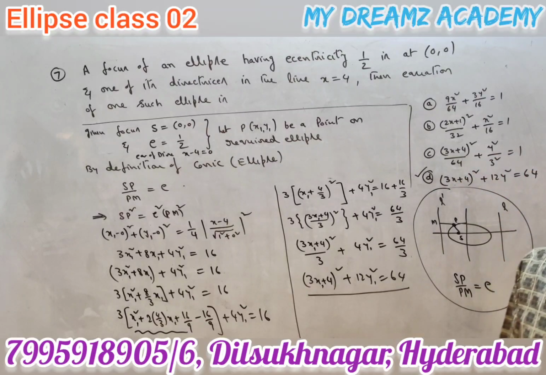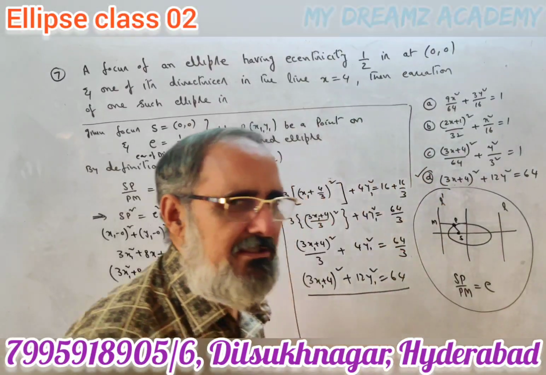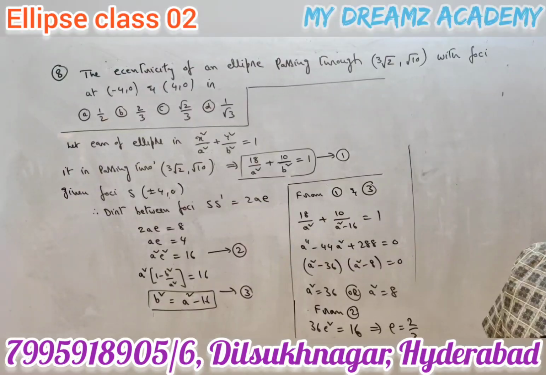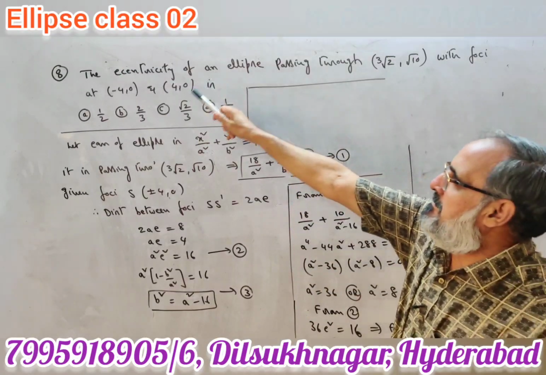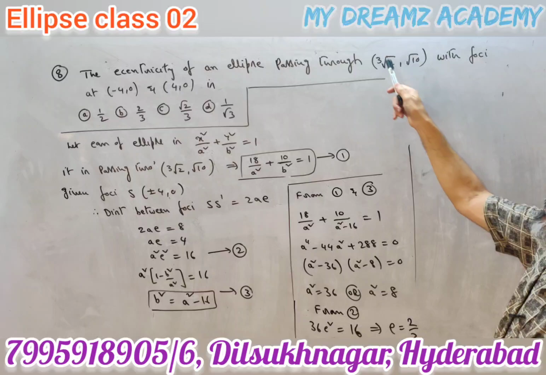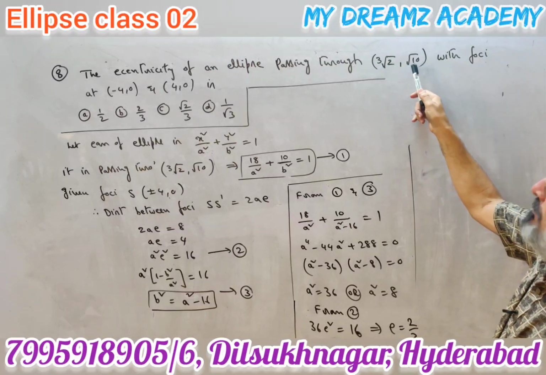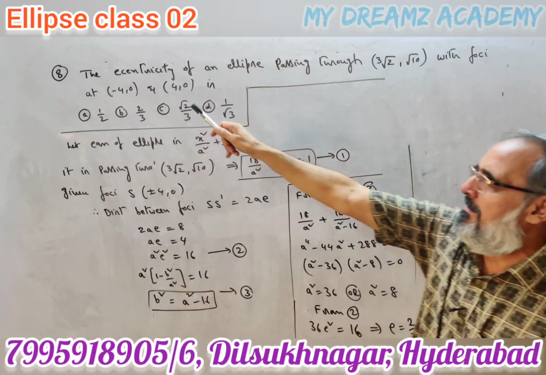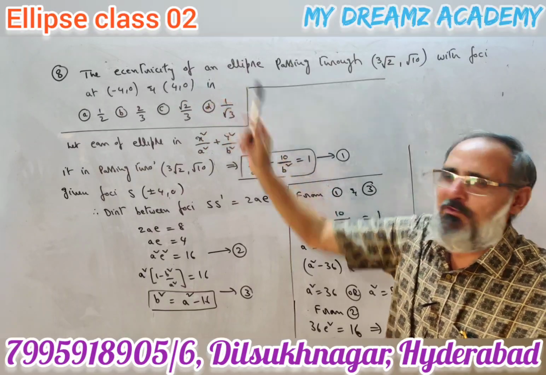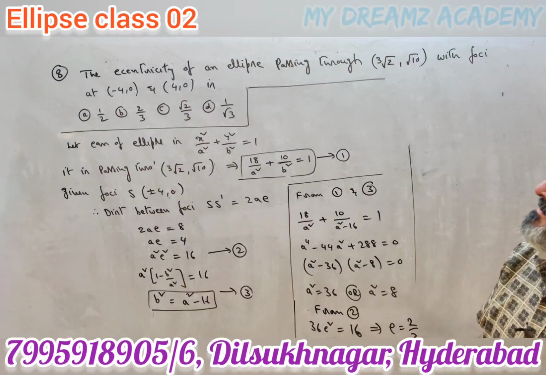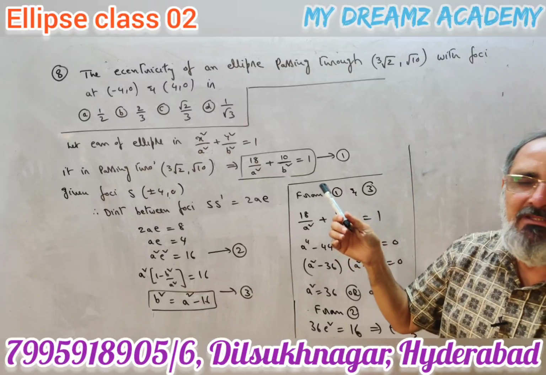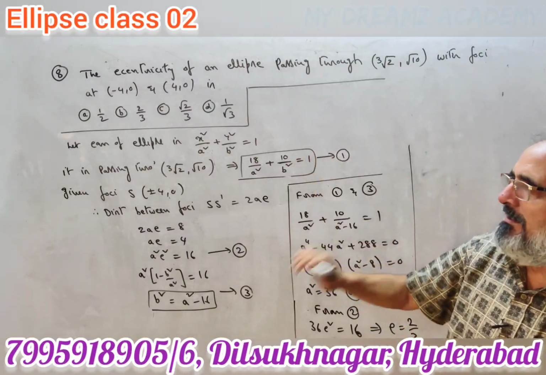This is design number 7. Next, design number 8. The eccentricity of an ellipse passing through (3√2, √10) with foci at (-4, 0) and (4, 0) is given. They are asking for the eccentricity. The question gives an ellipse passing through a point, and the foci are given.